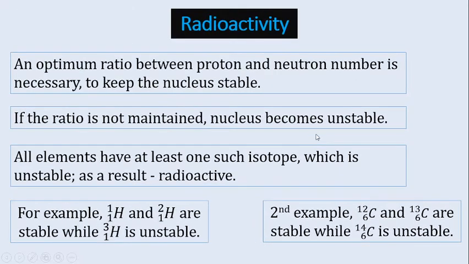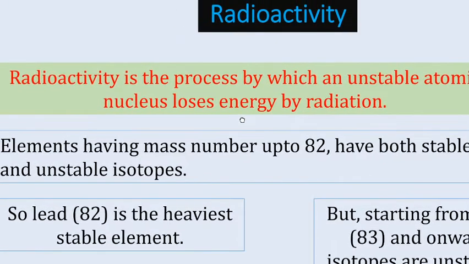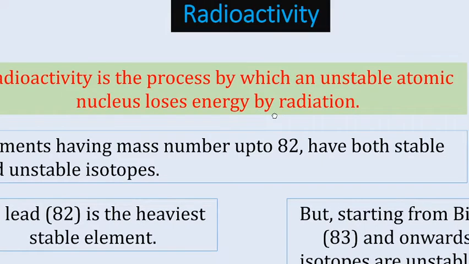So now we are actually digging into the concept of radioactivity. What is called radioactivity? It is the process by which an unstable atomic nucleus loses energy by radiation. So radioactivity is a process by which an unstable atomic nucleus converts into a stable nucleus of another element, and it loses energy by this process, and this phenomenon of losing energy is called radiation.